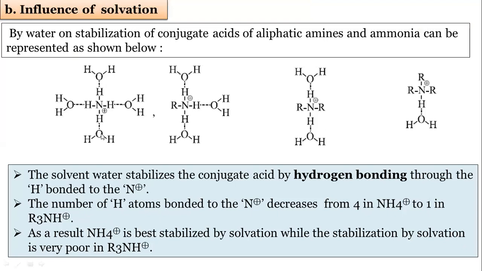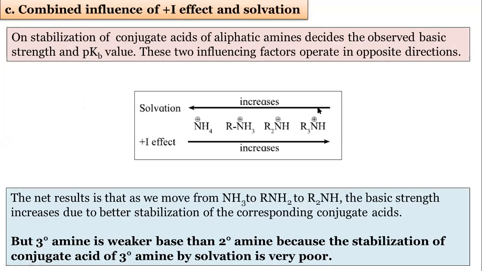Clearly see here, the solvation factor is more in case of primary amines because there are four hydrogen bonds, and solvation is very poor in case of tertiary amine because there is only one hydrogen bond. So if you consider the combined effect of plus I and solvation, we can clearly see here that secondary amines are there. The net result of solvation and plus I effect is that tertiary amines are weaker bases than the secondary amine because of the stabilization of the conjugate acid in case of tertiary amines.